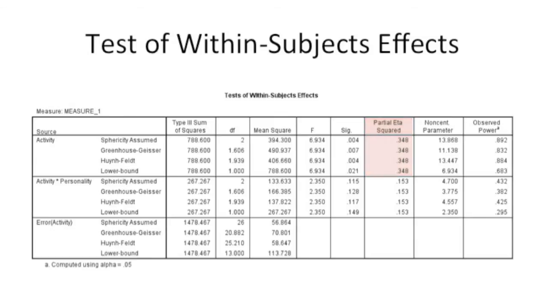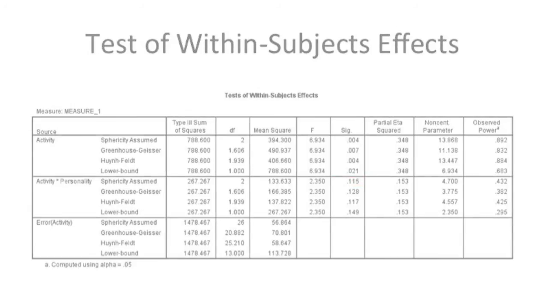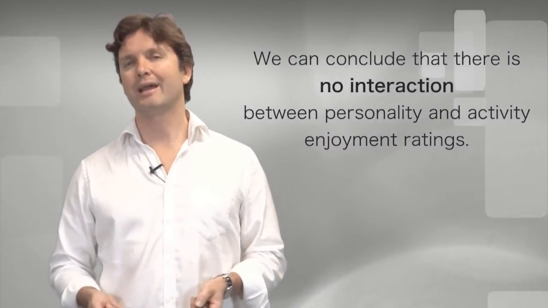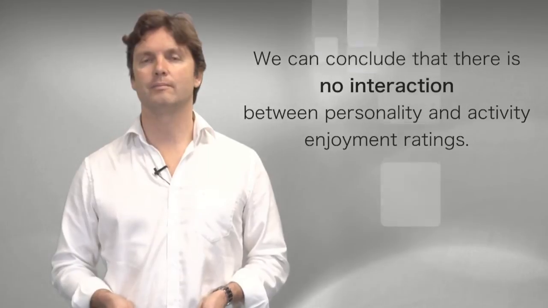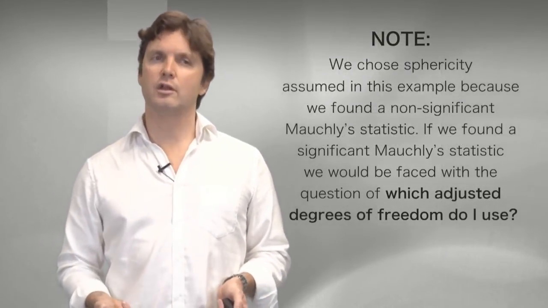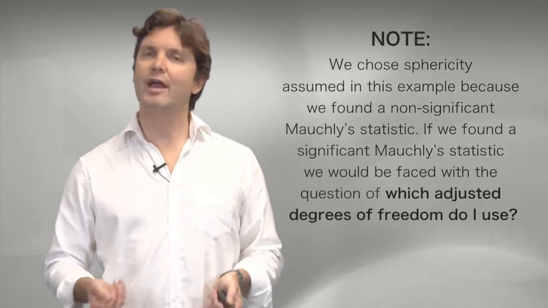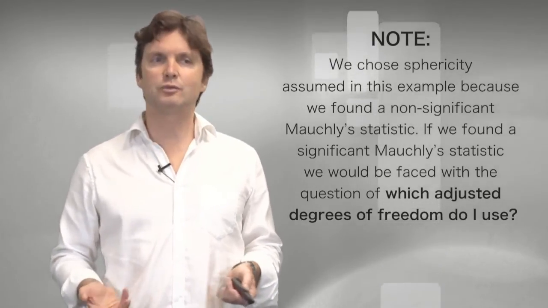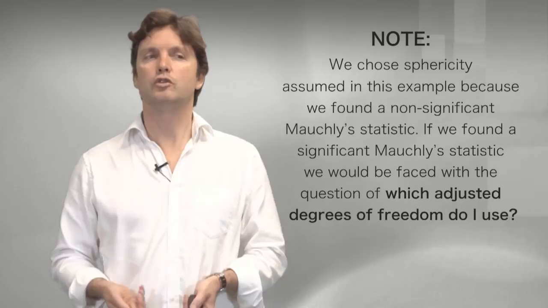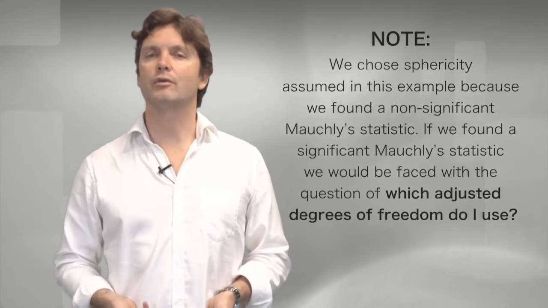Looking at the interaction effect between personality and activity, we can see that the F ratio is 2.350. As you can see, it's not significant, with a sig value of 0.115, which is more than the alpha level of 0.05. Consequently, we can conclude that there is no interaction between personality and activity on the enjoyment ratings of those activities. Note that we chose sphericity assumed in this example because we found a non-significant Mauchly statistic. If we had found a significant Mauchly statistic, you'd be faced with the question of which adjusted degrees of freedom to use. I'll talk more about this later in the lecture.